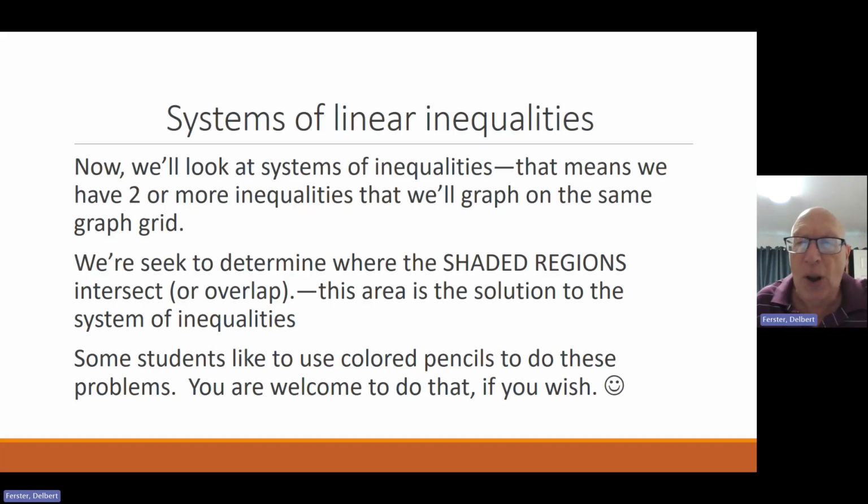Okay, so last time we just did individuals. So now you're going to have at least 2. All right, so a system of inequalities. We'll have 2 or more inequalities, wherein you and I will take one graph grid, and on that same grid, we'll graph each of the inequalities and determine a shading relative to each inequality. Then we'll turn our attention to finding out what portion of the grid contains the overlaps in the shades or the intersections on the shades. And that intersection is the system.